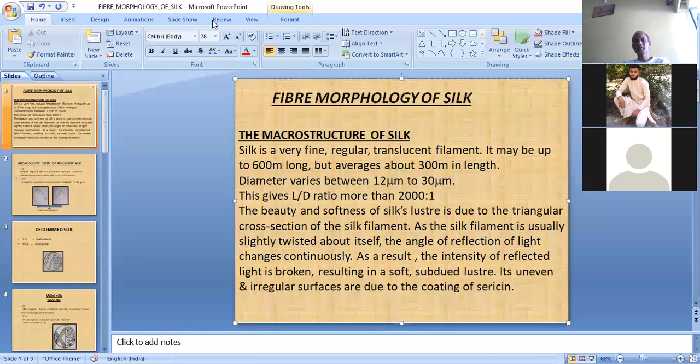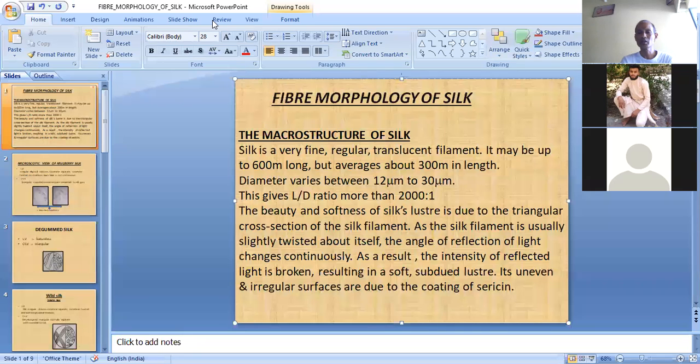So I will repeat again. The macro structure of silk is a very fine, regular, translucent filament. This silk is a fine filament. Its structure is almost regular, and translucent means pardarsha. It may be up to 600 meter long, but averages about 300 meter in length. Most of the time the length is around 300, but it can extend up to 600 meter length.